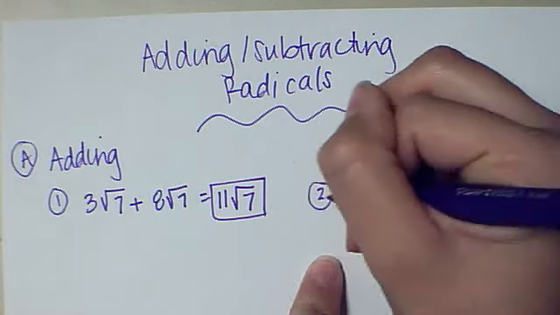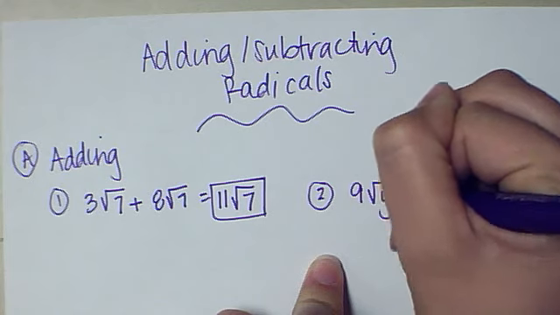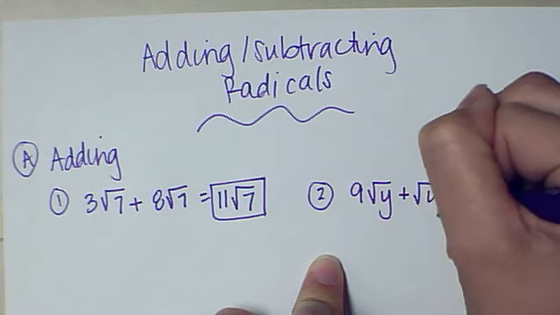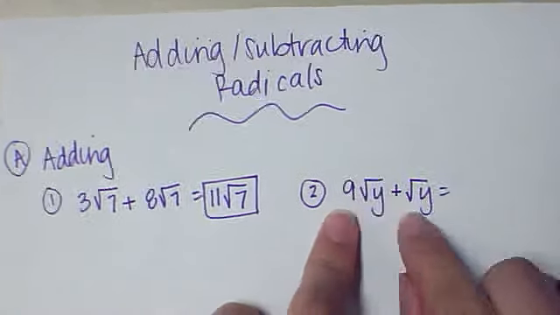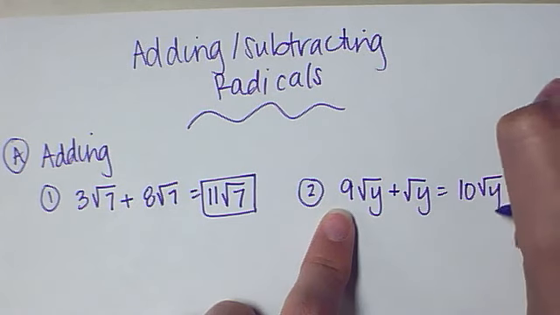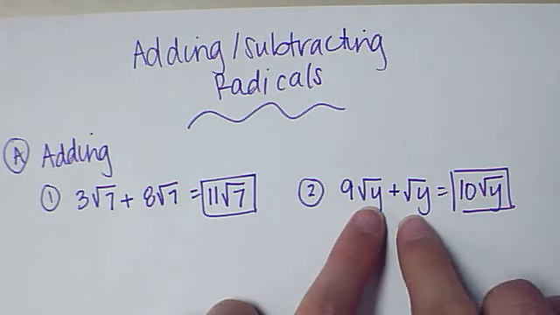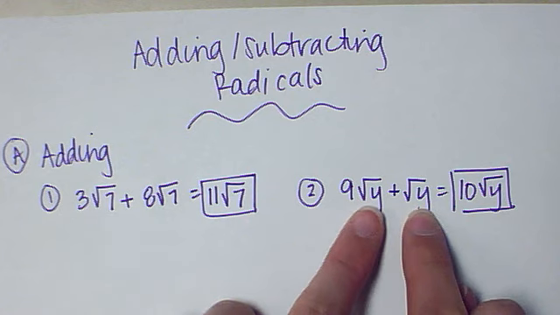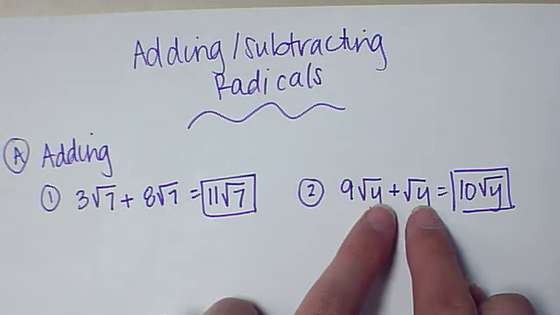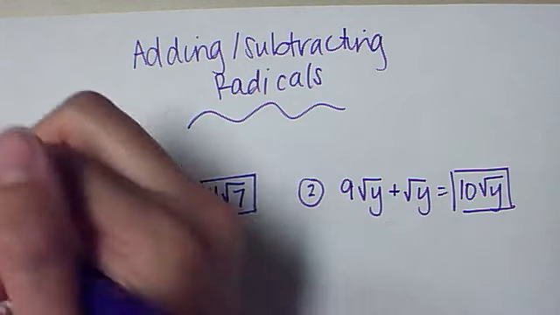Let's try another one. If I have 9 square roots of y plus the square root of y, I have 9 plus 1, which is 10 square roots of y. Again, I don't do anything to these. I don't try to multiply. I don't try to add them inside or combine them in any way. They stay just like they are, just like like terms did, and we learned that a long time ago.